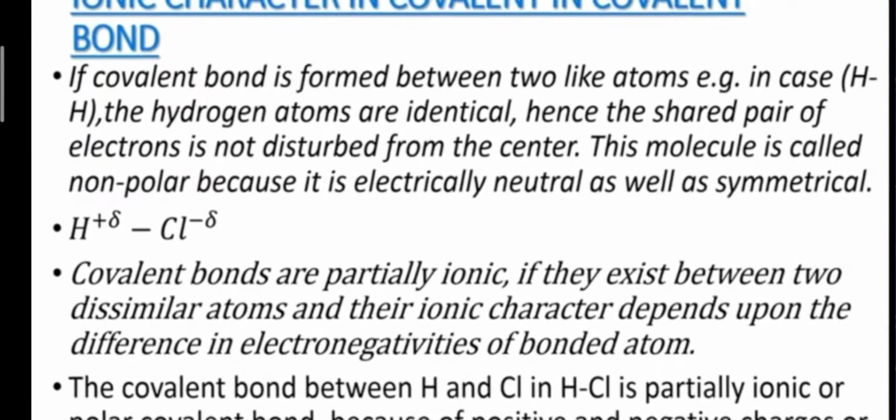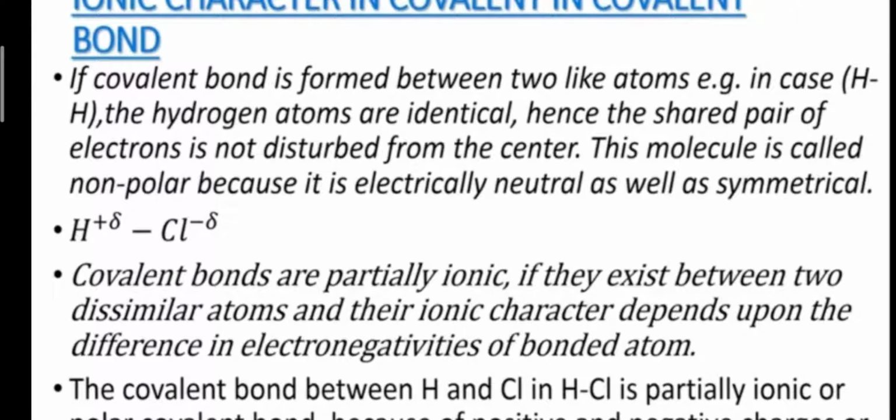The value of electronegativity of hydrogen is smaller than the value of electronegativity of chlorine. So, chlorine carries slight negative charge and hydrogen carries slight positive charge in HCl. And as a result of it, polar covalent bond is formed.